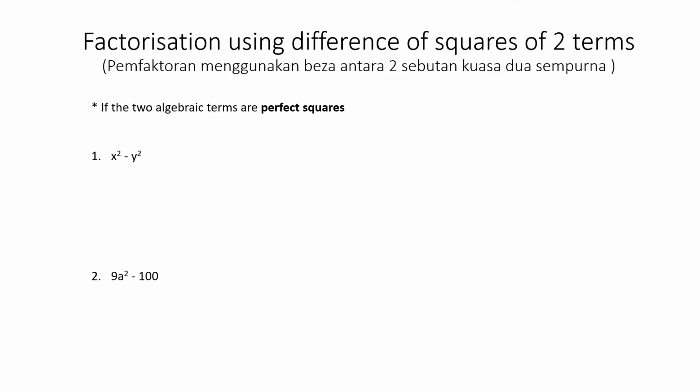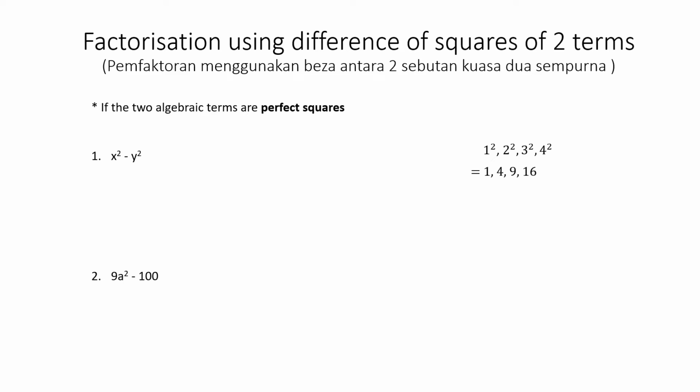If the 2 algebraic terms are perfect squares, a perfect square is a square of a number. Let's say 1 square, 2 square, 3 square, 4 square. Or you can write it as the number 1, 4, 9, 16. So these numbers are perfect squares. So let's see the first question.